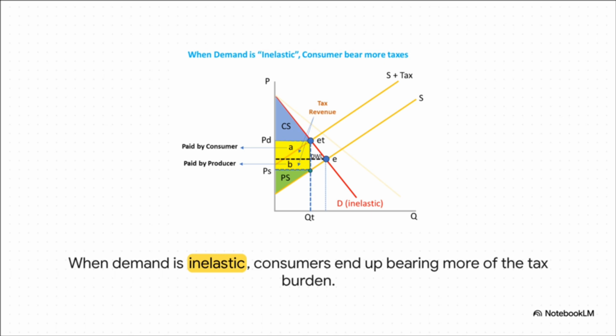Now let's trace the impact. Follow the line over from E_AT. The price buyers now pay, PD, is way higher. But the price sellers actually get to keep, PS, is only a little bit lower. This whole yellow box is the government's tax revenue. But look at how it's split. The top rectangle A, that's the burden on consumers. The bottom rectangle B is the producer's burden. As you can see, plain as day, when demand is inelastic, the consumer's box is much, much larger.